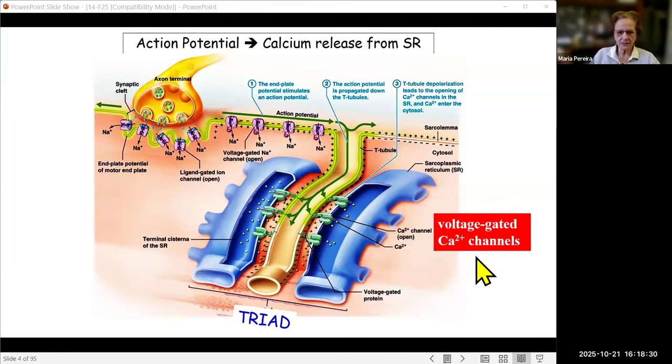So all this is incredible. All this is happening when you're moving, when your muscles are in action. All this is controlled by the motor neurons that initiate this cascade of events, and now we are at the stage where you have a lot of calcium in the muscle fiber, in the muscle cell.